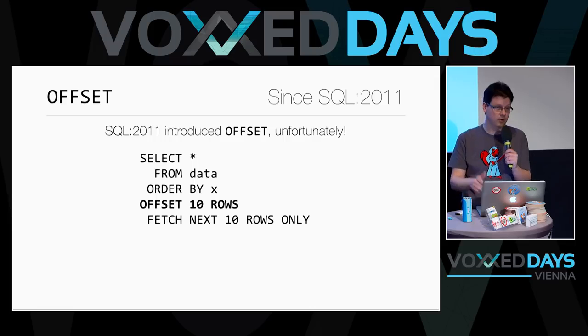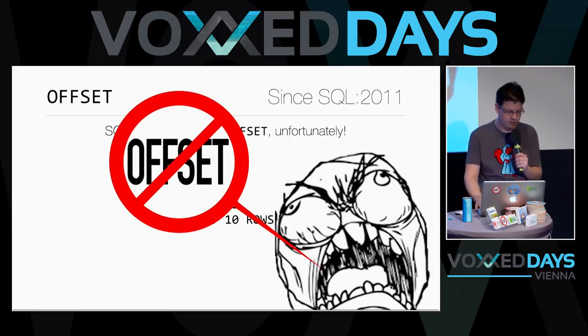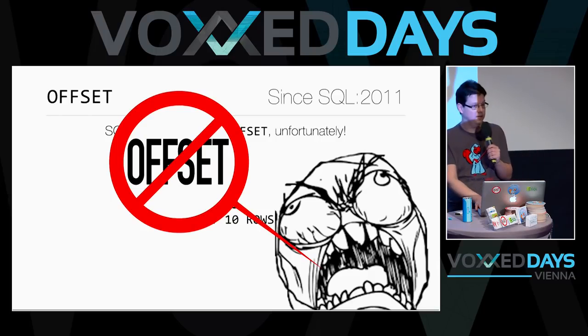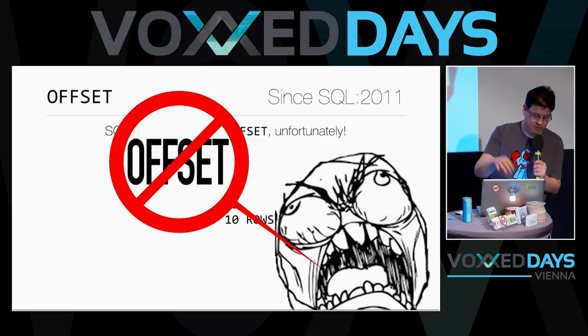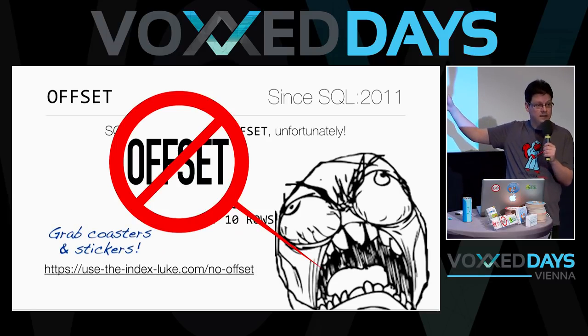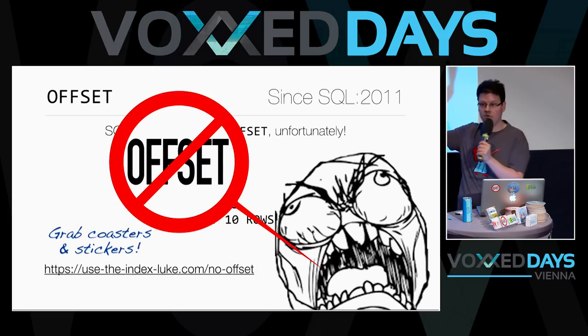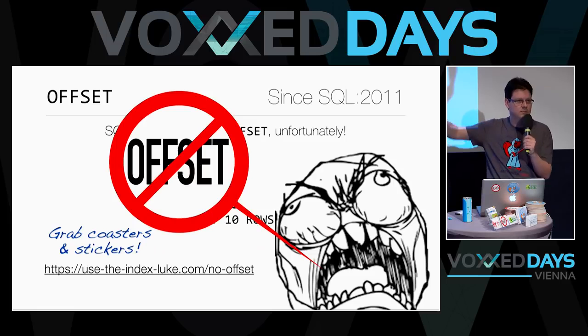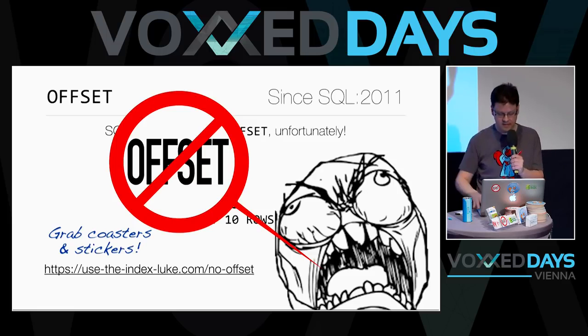Besides that, it's also slow. So it's wrong and slow, which is pretty great. Therefore I started this no offset campaign. So you can take the stickers and the coasters, and there's a URL. You see this URL. There you can read about the details, and most importantly, how to live without offset. It's not like just telling you offset is bad and not offering any solution. There is a solution. Read about it. It's a talk of its own.